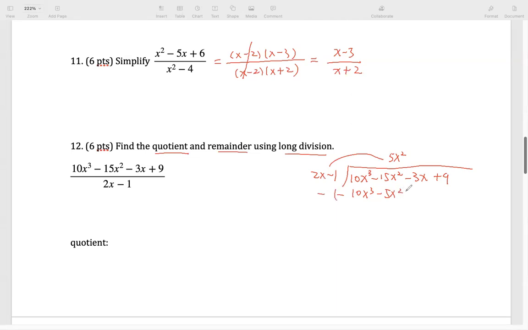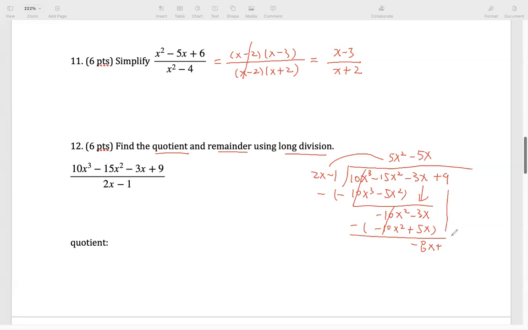We subtract. When we subtract, those two become 0. Negative 15x squared minus negative 5x squared becomes negative 10x squared. Minus 3x, pull this one down, minus 3x. Now we need a negative 5x. Right, that gives us negative 10x squared plus 5x. We subtract. This becomes 0. Negative 3x minus 5x, negative 8x.